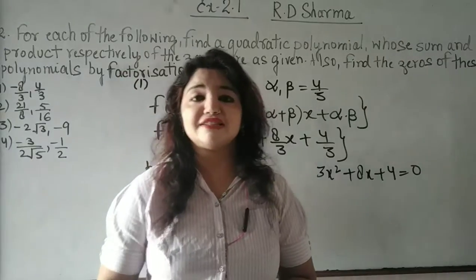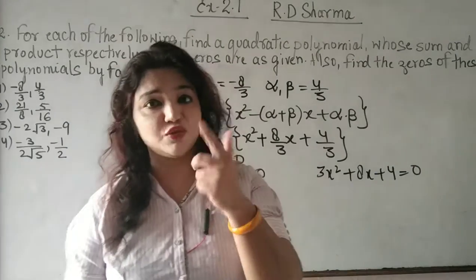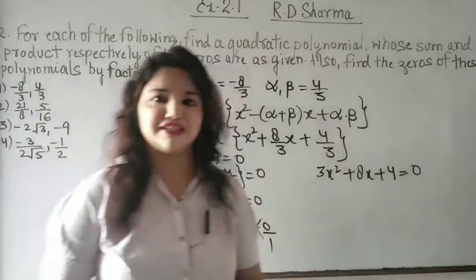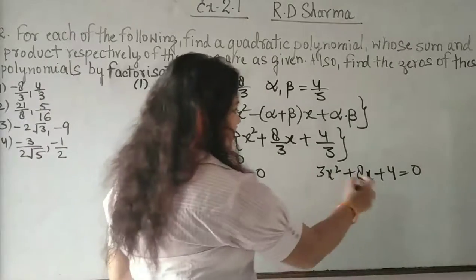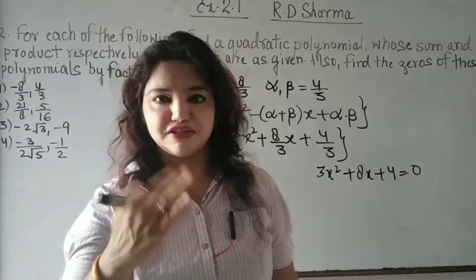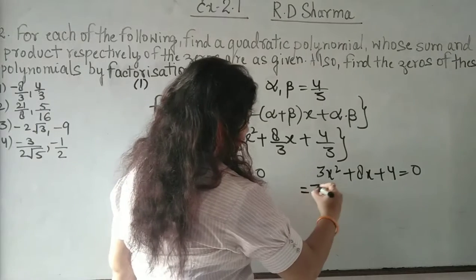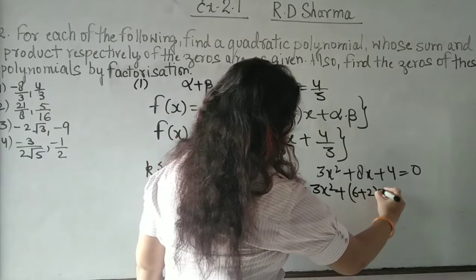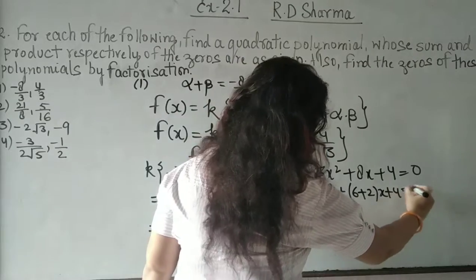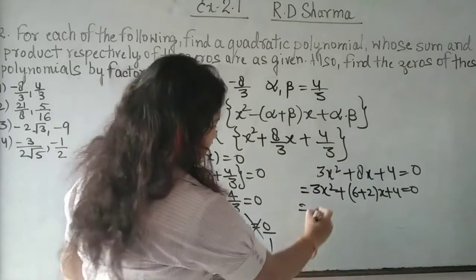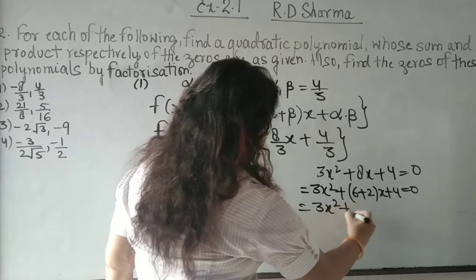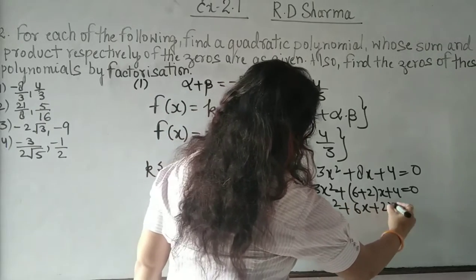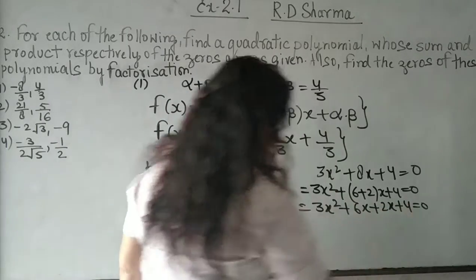12 we have to break this way so that we can get 8. So we can take 6 2s are 12. Am I right? 6 2s are 12, because 6 plus 2 is equal to 8. Yes. So on the place of 8, I will write 6 plus 2. So this is 3x squared plus, on the place of 8, 6 plus 2, x plus 4 is equal to 0. Now we will open the bracket: 3x squared plus 6x plus 2x plus 4 is equal to 0.